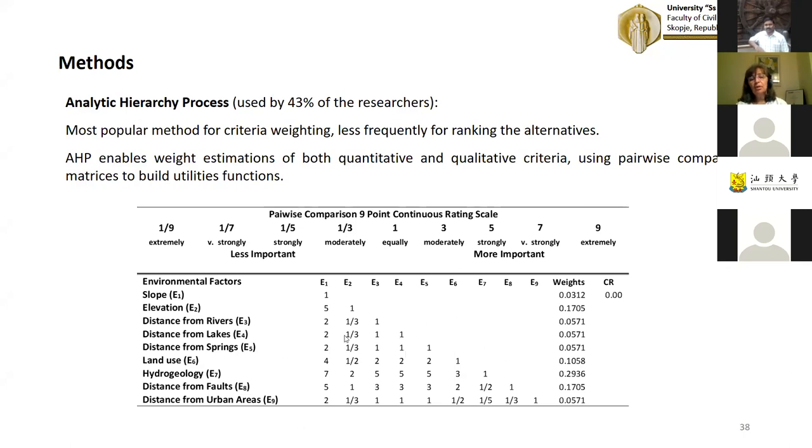As the result of the calculation, the weights are established here, and these weights are associated with each of these criteria. At the end, the consistency ratio is estimated, and this ratio is very important because it enables checking the consistency of the estimations of the whole analytical process.